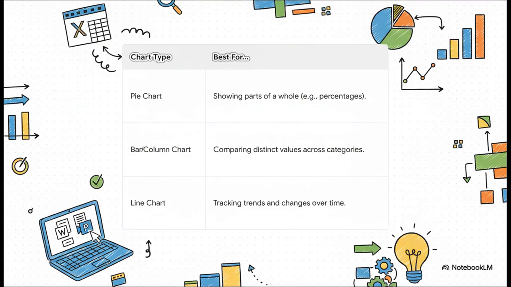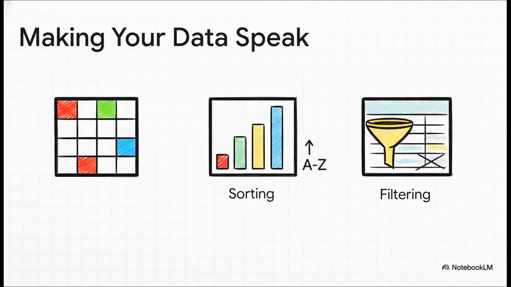Okay, so once you're ready to make things visual, picking the right chart type is everything. It all depends on the story you're trying to tell. If you're showing parts of a whole, like how a budget is split up, a pie chart is your best friend. If you're comparing different items against each other, go for a bar or column chart. And if you want to show how something has changed over time, you guessed it, the line chart is the way to go.